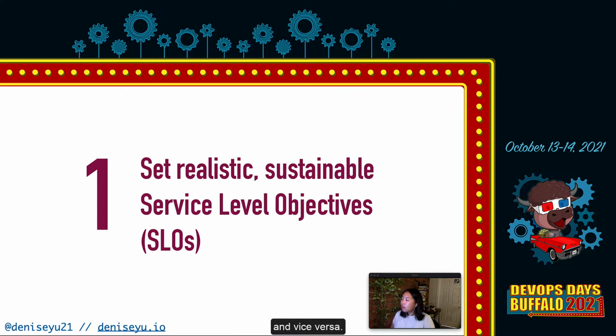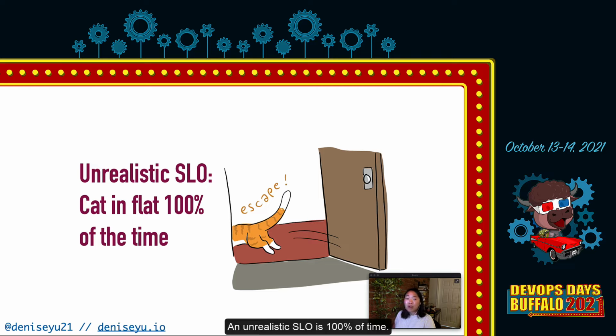The first of these lessons is to set realistic and sustainable SLOs. SLOs are goal statements, like we want our service to be reachable 99.99% of the time, which translates to roughly 52 minutes of downtime each year. An unrealistic SLO is 100% uptime.